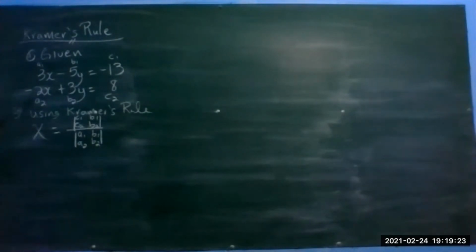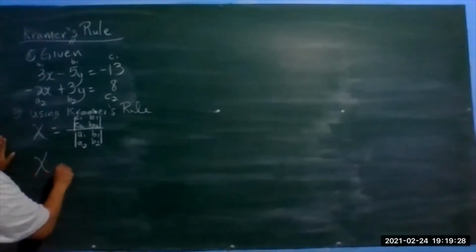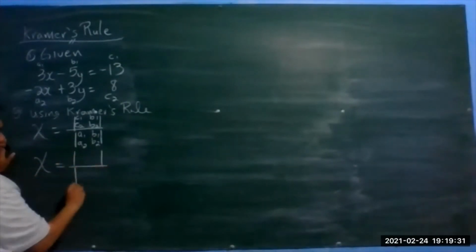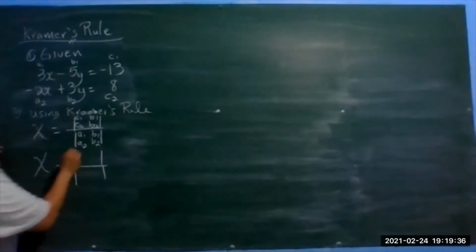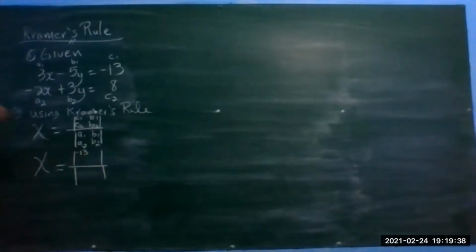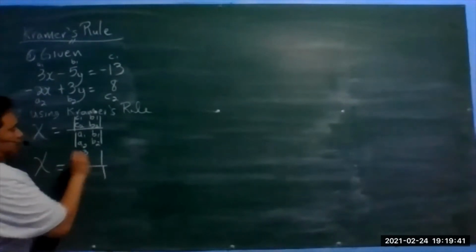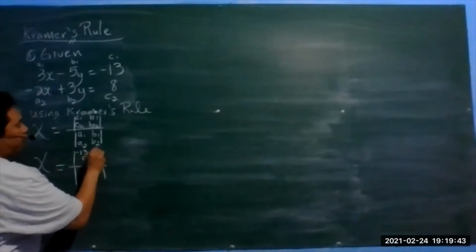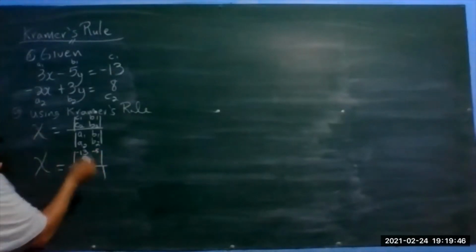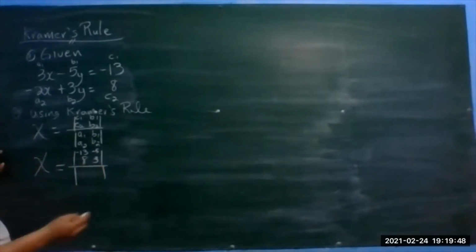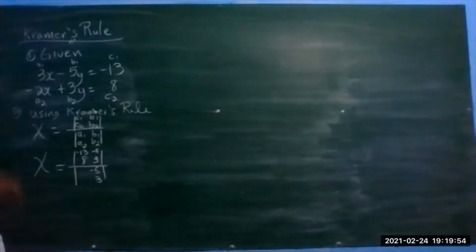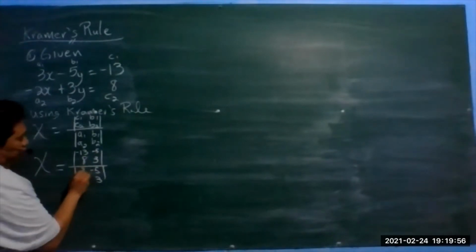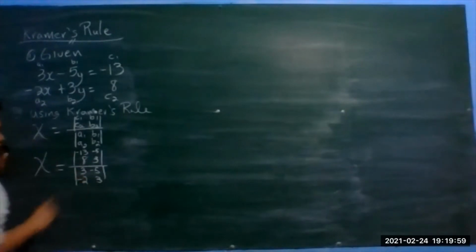So what I'm going to do now is put in the values that correspond. So here we'll have x equals, we have to find the values that correspond now. So C1 is negative 13, C2 is 8, B1 is negative 5, and B2 is 3. I will automatically write the B's, the negative 5 and the 3, on the denominator. And then I'll just put my numerator, which is 3 and negative 2.